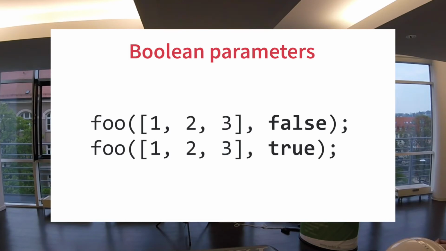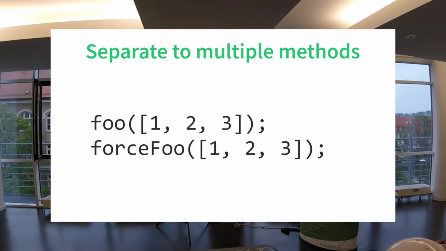If I call it with true, I really want to do something, and if I call it with false, I'm not quite sure. I don't know what it means to pass a Boolean parameter. So it looks quite mysterious, and the correct approach is again separating these methods into two different ones, and calling each method from the place, depending on what you want to happen.